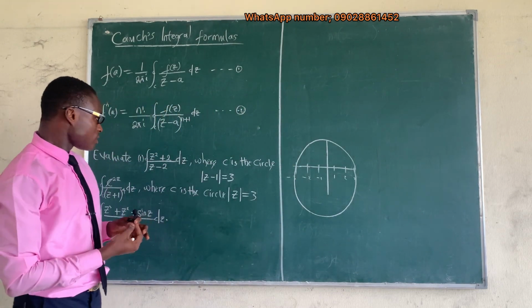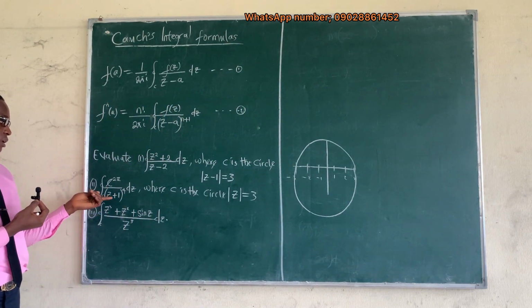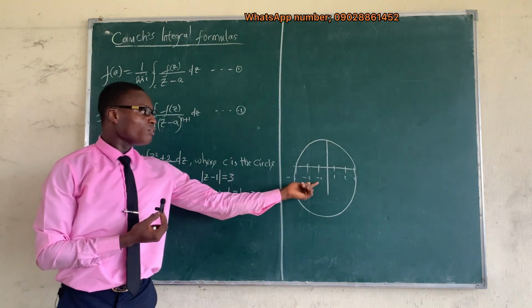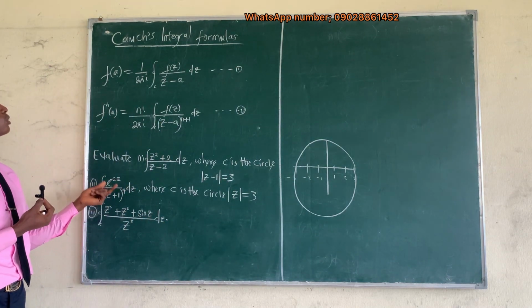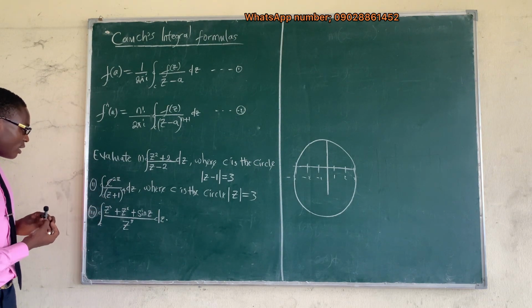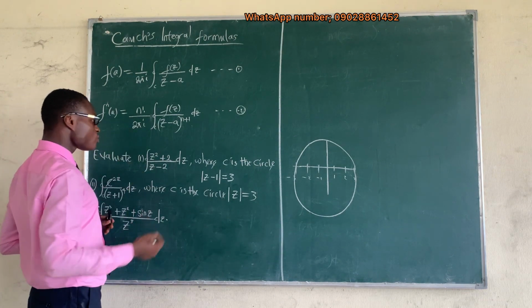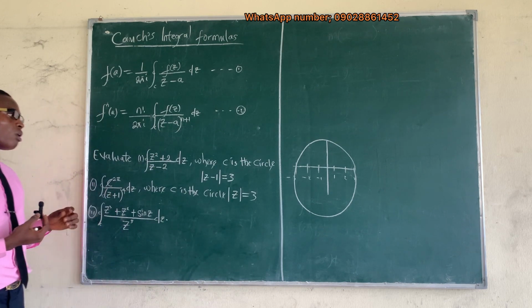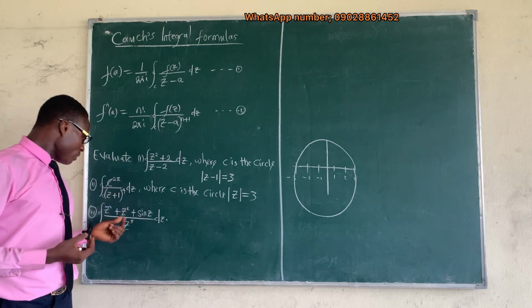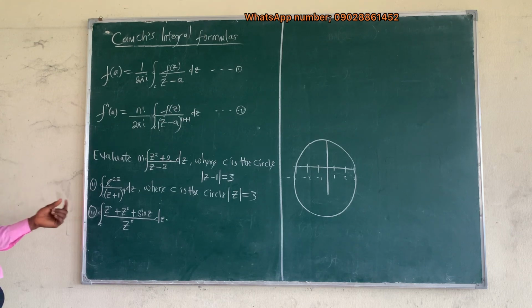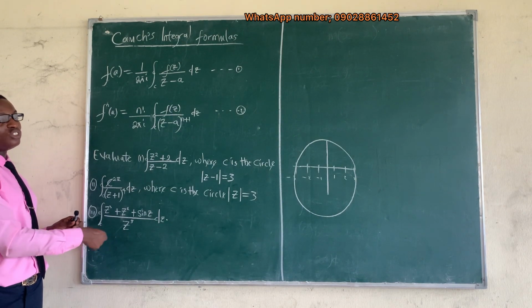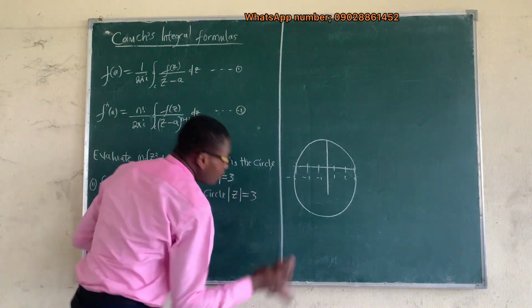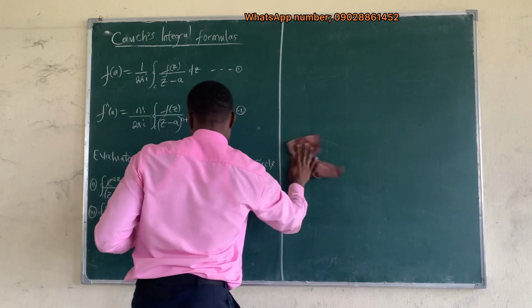3. So if you can see, the singular point z equal to minus 1 is interior to the circle. So it means that we can still go ahead and use the Cauchy's integral formula. Then for the last one, it did not give us the radius or anything to know if the singular point is interior to the circle. But we are going to go ahead and solve this because the singular point here is just 0. So let's see how we can solve this question.